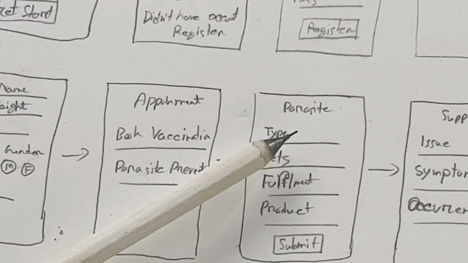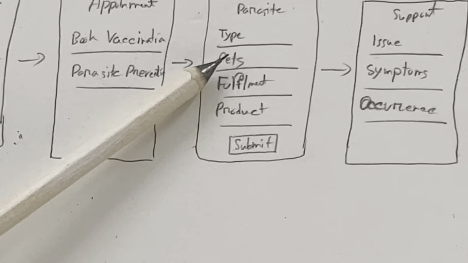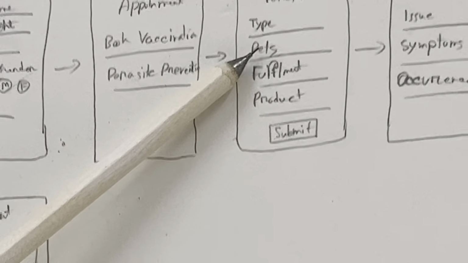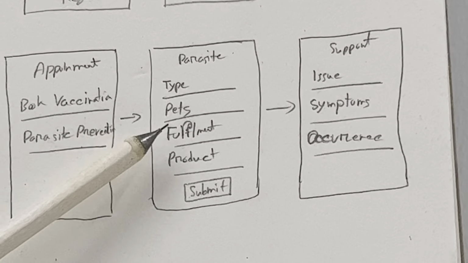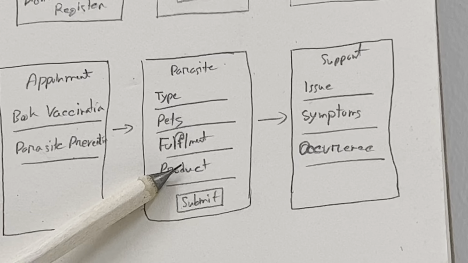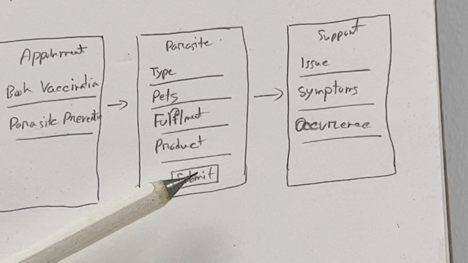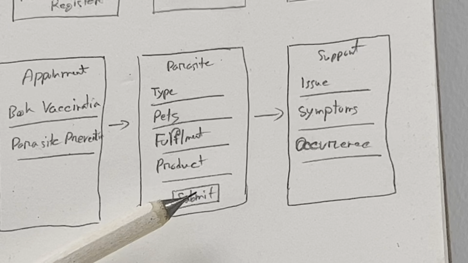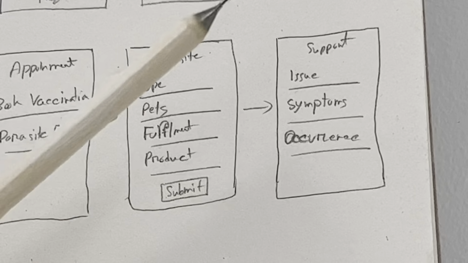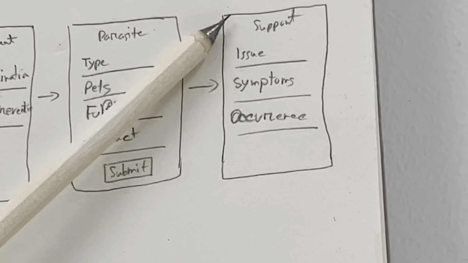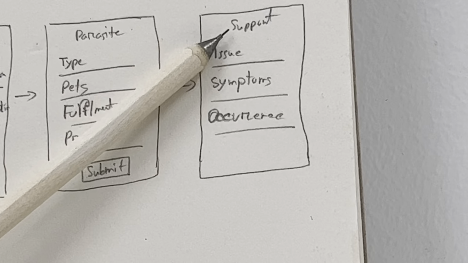You just select the type, your pet name, which one you already registered before, then the fulfillment, then which product you're looking for, and hit the submit button. Once you submit, it automatically generates a ticket on the system, and the system will operate later on. Then later on, once you're on the navigation bar, I already showed the support button.